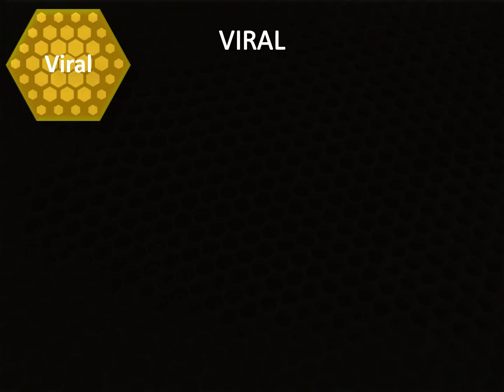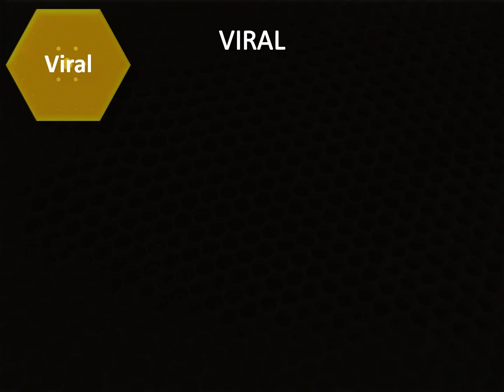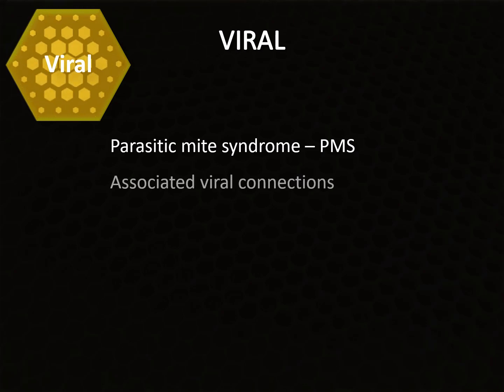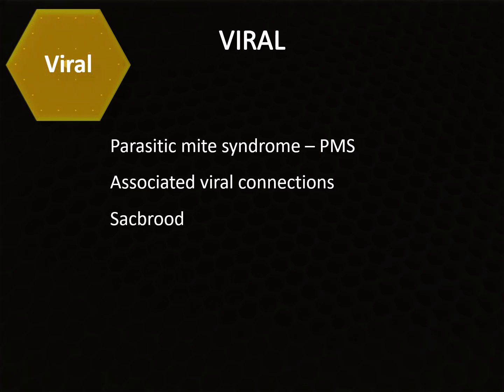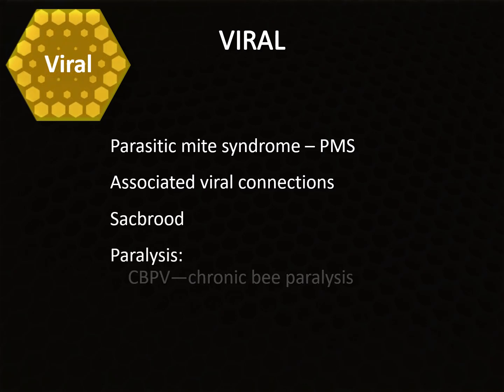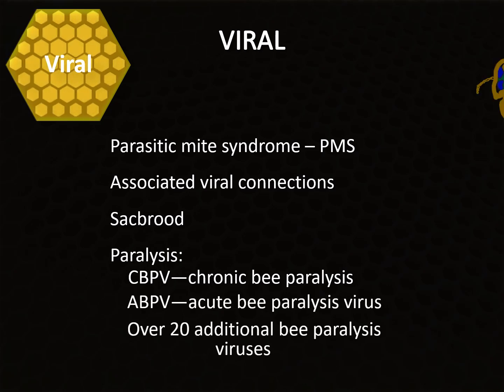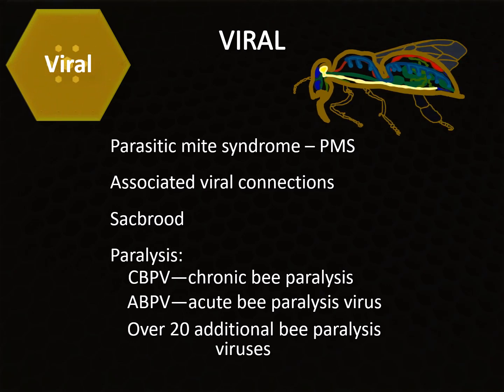So your viral loads, many of these are transmitted again by the parasitic mites. Parasitic mite syndrome, PMS, and associated viral conditions: sacbrood, and then paralysis. There's a whole rack of the different kinds of bee paralysis things out there. Many of those viral diseases are going to impact the basal ganglia, the brain. Some of them are going to impact other parts of the bee developmentally, such as the K-wing or the deformed wing virus.